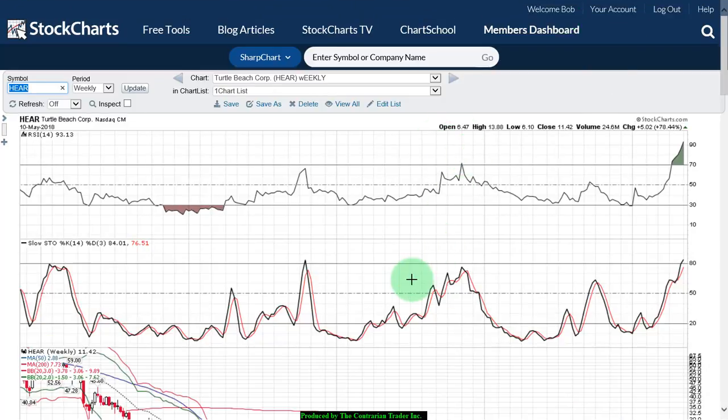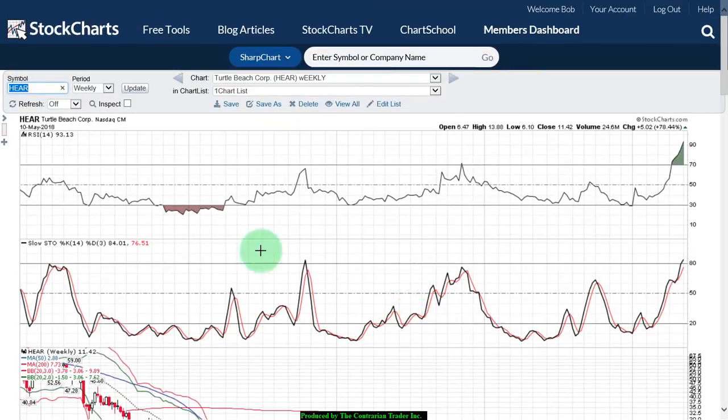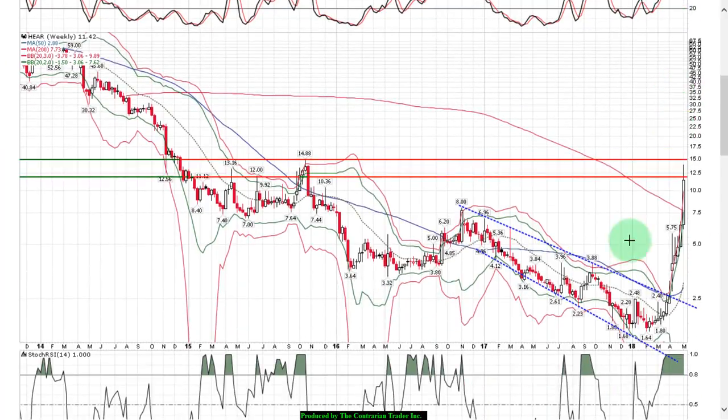Last chart up is going to be Turtle Beach Corp here. All right, this is one I already took a look at Yahoo Finance on, and I did some napkin paper math. So weekly chart, we have RSI at 93.13. Stochastics are rising. We are trading above on a weekly basis the 3 standard deviation Bollinger Band in red, and we have been there for several weeks.